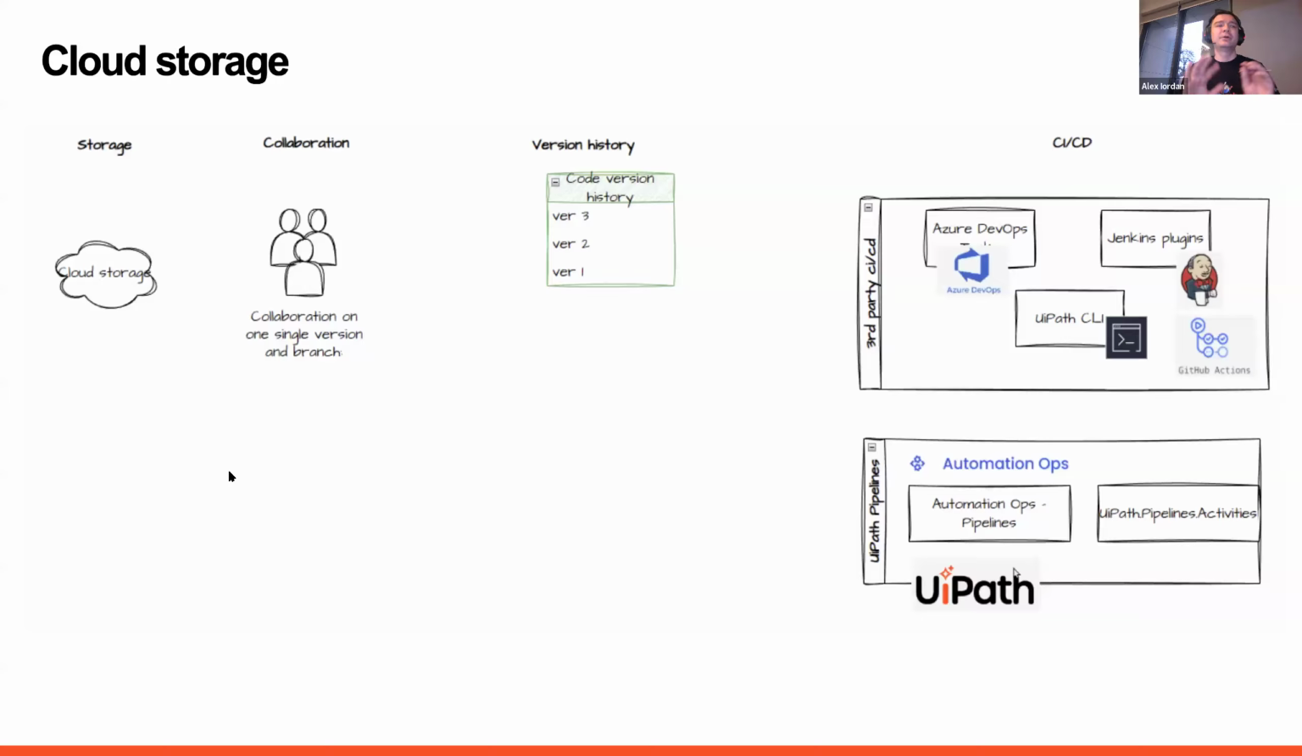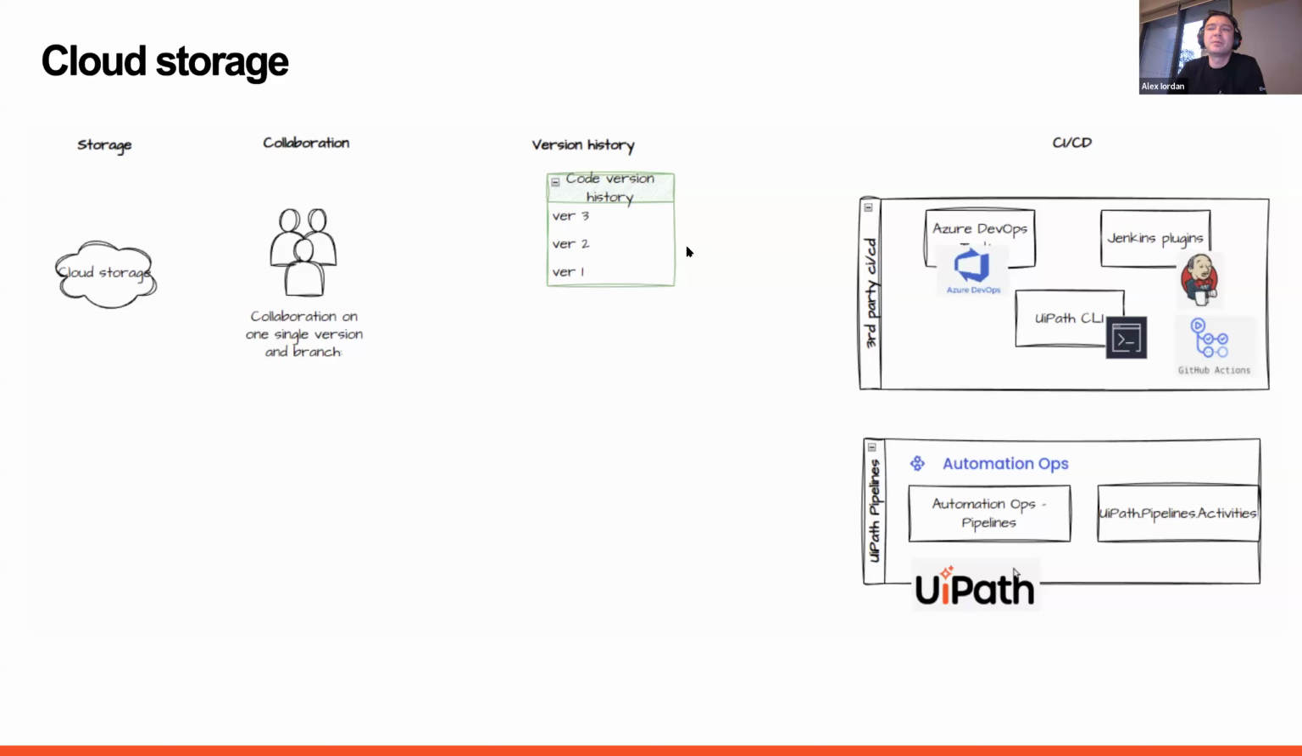All right, so you're working on your solution in Studio Web, as you're going to see in the hands-on session. You keep your code in the cloud storage, you can collaborate with your team, and you have the versioning. For deployment, if you want to go beyond the manual deployment, which is always available, you can choose between the UiPath offering, represented by the Automation Ops service that has its own CI/CD engine and the ability of building pipelines with the UiPath pipelines activities package here, or you can pick the CI/CD system of your choice.